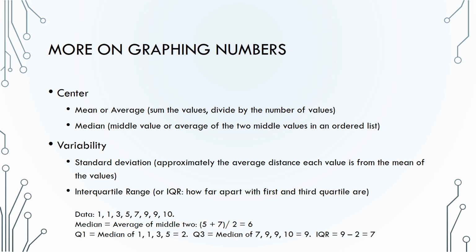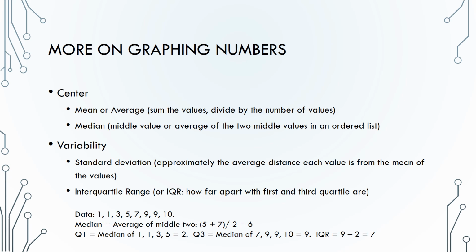You will not need to calculate standard deviation for this course, but you do need to understand what it is measuring: the average distance each value is from the mean of the data. In other words, if a data set has a standard deviation of 6 minutes, that means each observational unit's value is, on average, roughly 6 minutes away from the mean of the data.